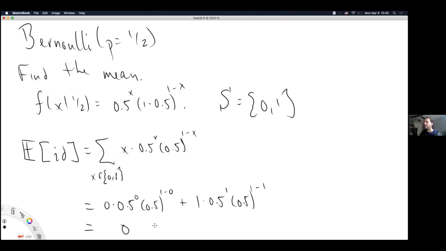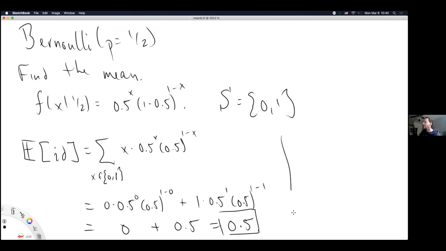So this is 0 plus. Now what does this term equal? What is 0.5 to the power of 1? Thank you, Renee. And what is 0.5 to the power of 0? Just 1. Solid. So we've got 1 times 0.5 times 1, which is 0.5. So the answer is 0.5.